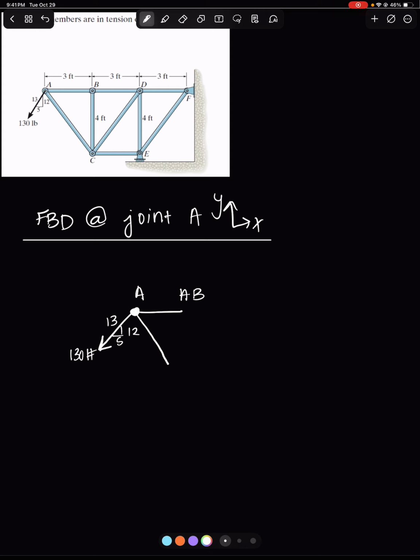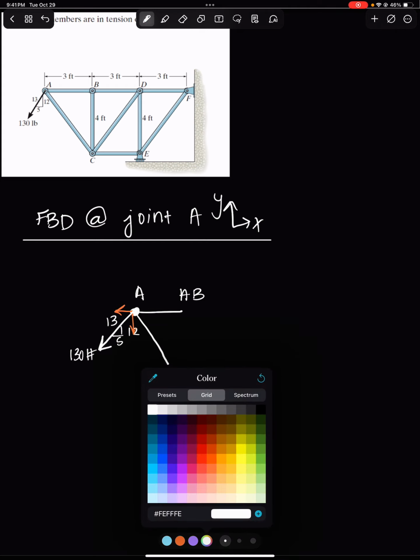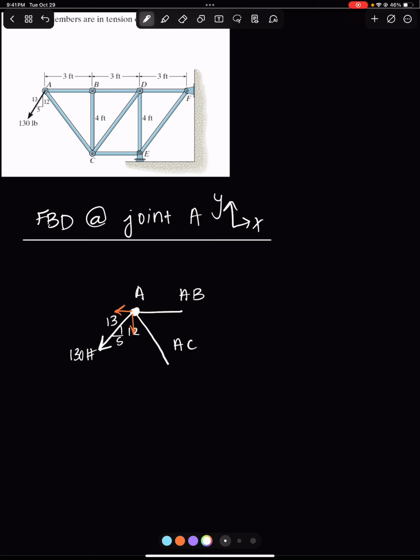Now looking at this, you can see that our 130-pound force has components going in the negative y direction and in the negative x direction. We only have one other force, which I'm sorry I didn't label, it's AC, that has a y component, so it must counteract the negative y component of the 130-pound force, so it has to be a positive y component. This will only happen if this is a compressive force here.